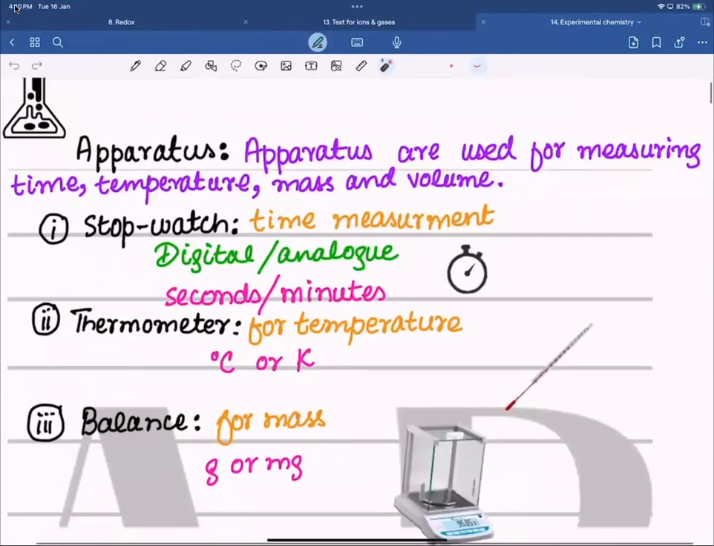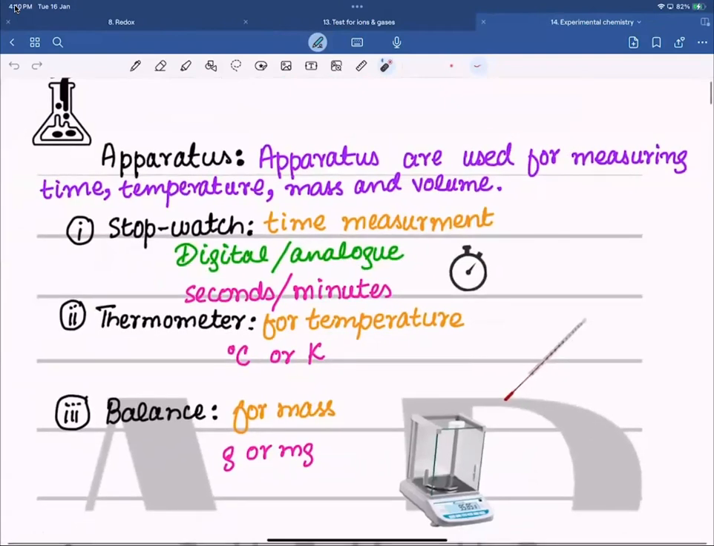So in experimental chemistry, first we talk about apparatuses that we are going to use in the chemistry lab. We use the apparatuses to measure the time, temperature, mass, and volume. For time, we normally use a stopwatch. It can be digital or analog, and the experiments that we do are not that long, so usually we record the time in seconds or in minutes.